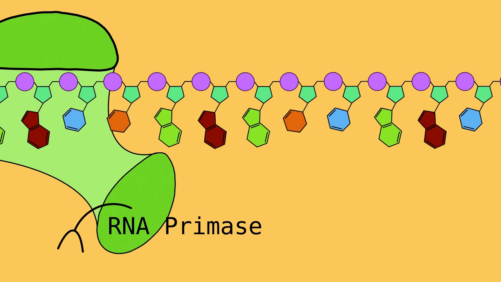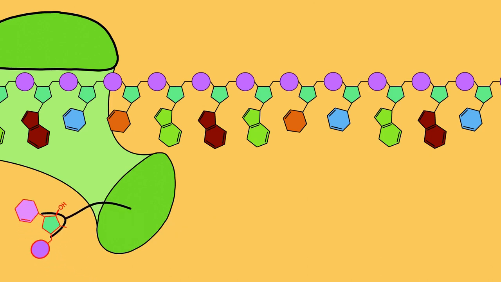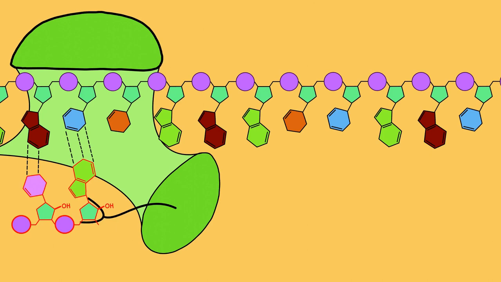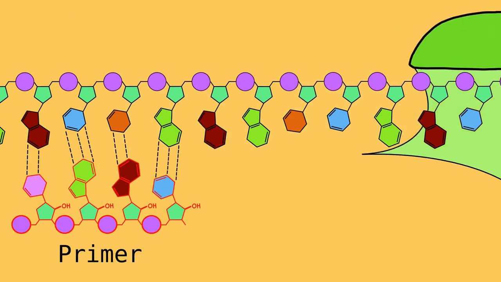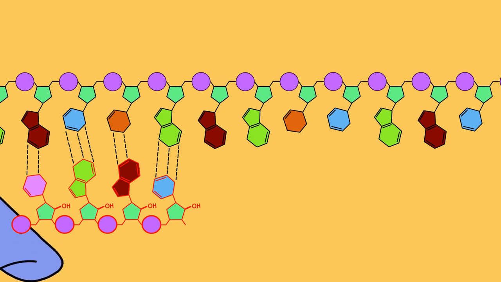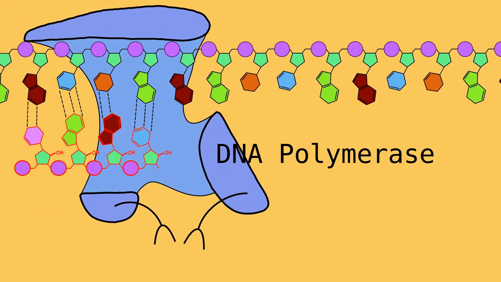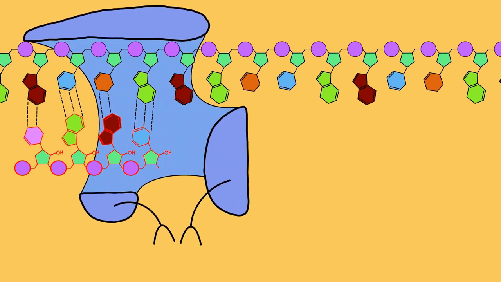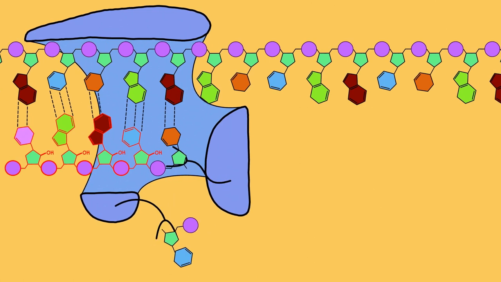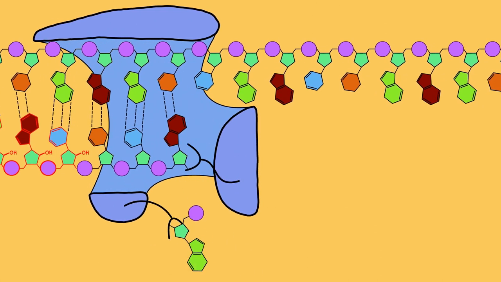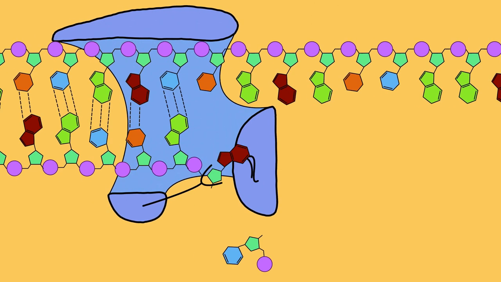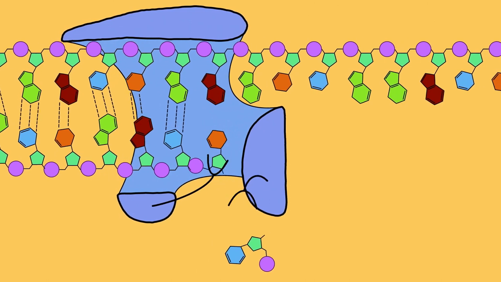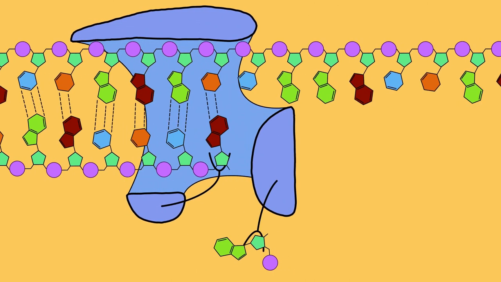The enzyme RNA primase makes small pieces of RNA called primers, which serve as starting points for the construction of the new DNA strand. The enzyme DNA polymerase then starts at these primers and moves along the exposed base sequence, joining DNA nucleotides to the exposed bases on the template strands using complementary base pairing, and joining adjacent nucleotides by condensation reactions.